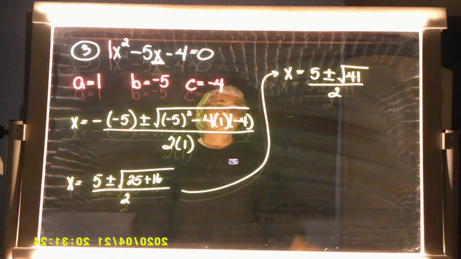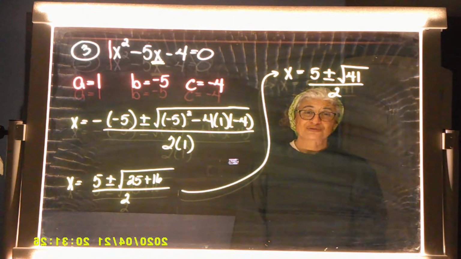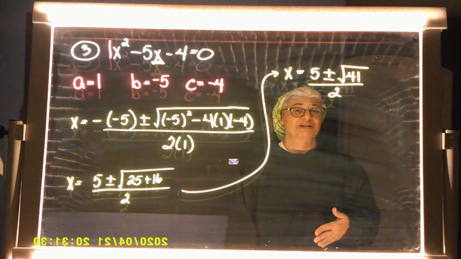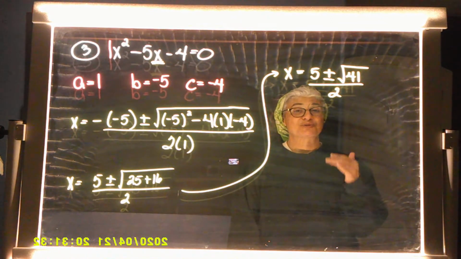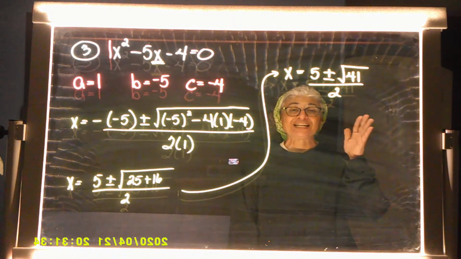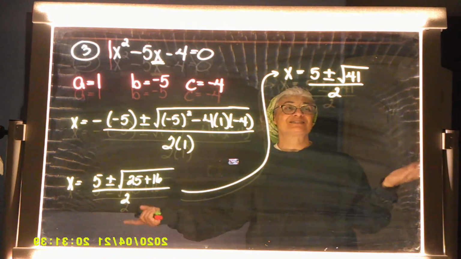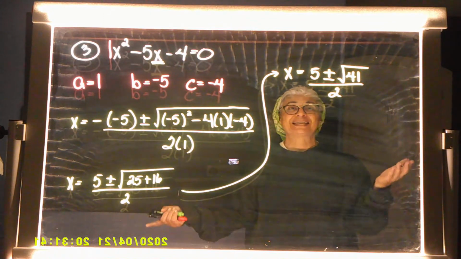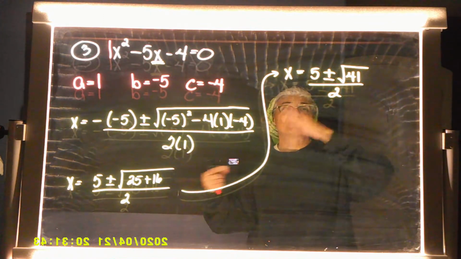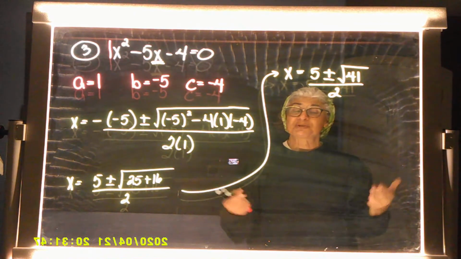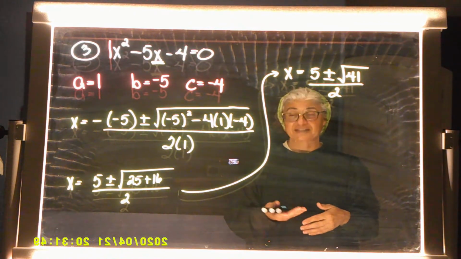So, question for you. Can you take the square root of 41? Yeah, 41 is not a perfect square, but 41 is also prime, which means I can't even break it down, which means if I can't take the square root of 41, I can't do 5 plus that number or 5 minus that number. And they didn't ask me for a decimal. So believe it or not, this would be your final answer.